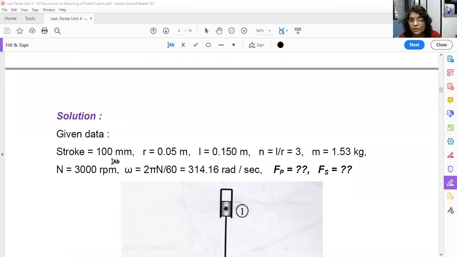Given data: stroke is 100 mm, that means the radius of crank is half of the stroke, that is 0.05 meter. L is the connecting rod length, that is 0.15 meter. From L and R, we found n, the obliquity ratio, which is 3. Then m is 1.53 kg, that is 15 Newton divided by 9.81. The speed of the engine is 3000 RPM, from which we found omega, which comes to 314.16 radian per second. And we have to find the primary unbalanced force and secondary unbalanced force by using which method? Direct and reverse crank method.